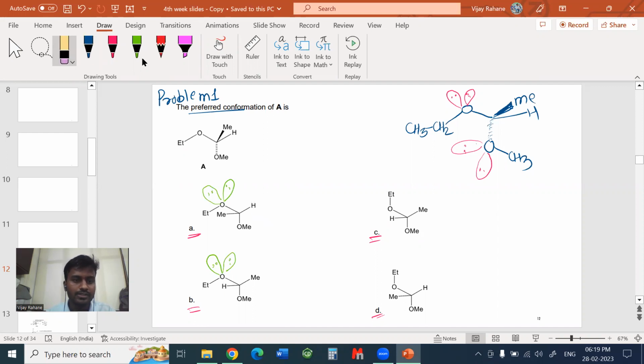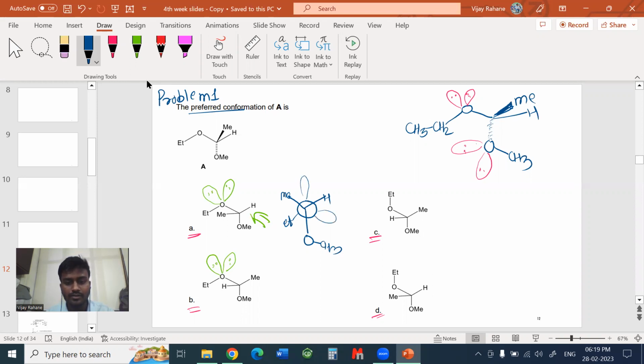if you visualize this molecule from this side, we can see the front carbon atom, which has one methyl group, one hydrogen, and one methoxy, OCH3, right? And in the back side, we can see here there is an ethyl group, and here is one lone pair, and another lone pair will be here, right?